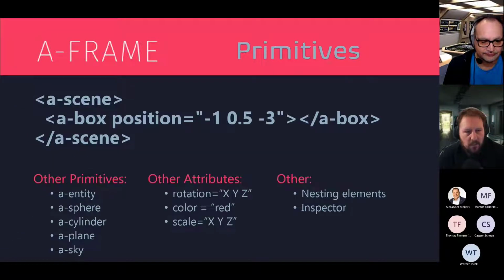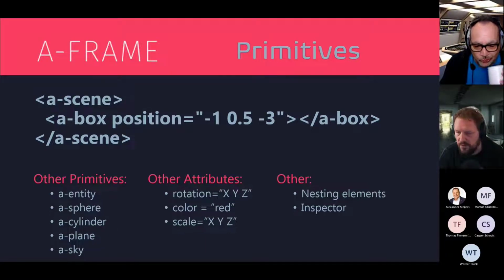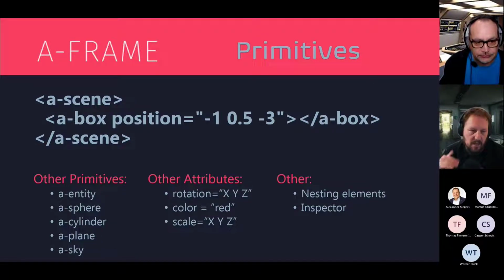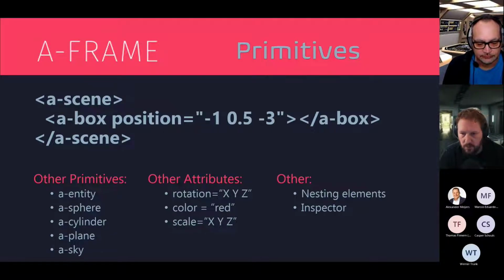You said a box there. There are a couple of primitives, like a sphere, a cylinder. I'm using the sky. I'm not always using primitives for things, but they all have a position, a rotation, and a scale. You can add a color to do things. The very first demo, I'm going to show that again. As I said, you can nest them, and one great thing is the inspector. You can just see this structure again within the inspector, and I will show that as well.